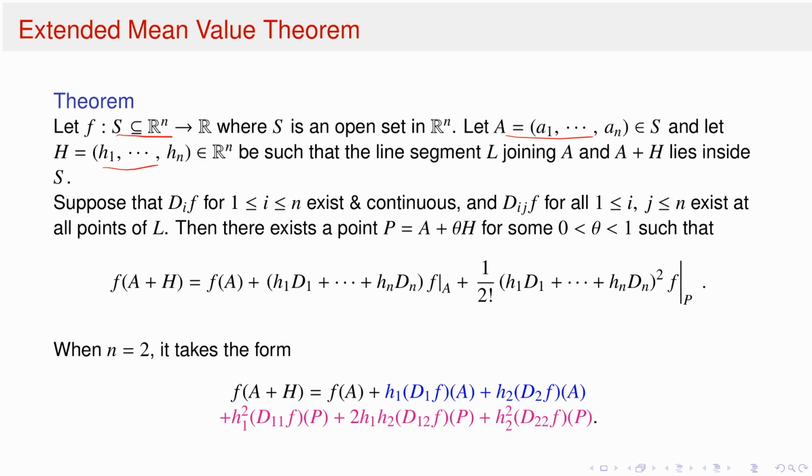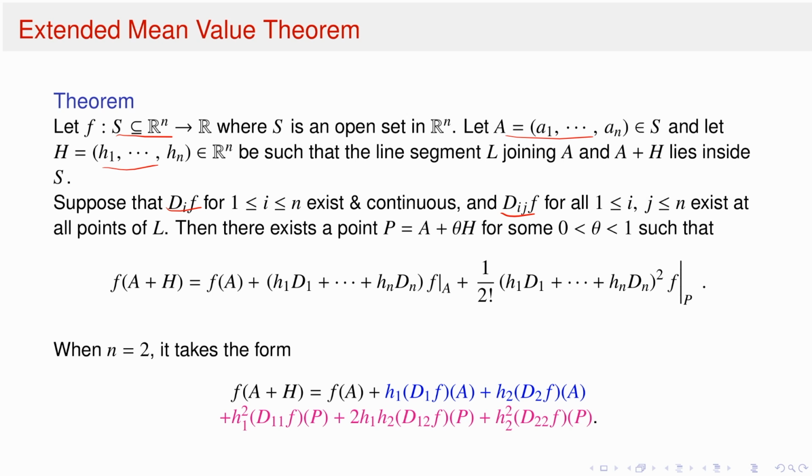Okay. If that is the case, and suppose we have the existence of first order partial derivatives with respect to the xi variables, i running from 1 up to n, and they exist and are continuous. Along with that, Dij, the second order partial derivatives, should also exist, not only at the points A and A plus H, but also at the points in the line segment L joining the points A and A plus H.